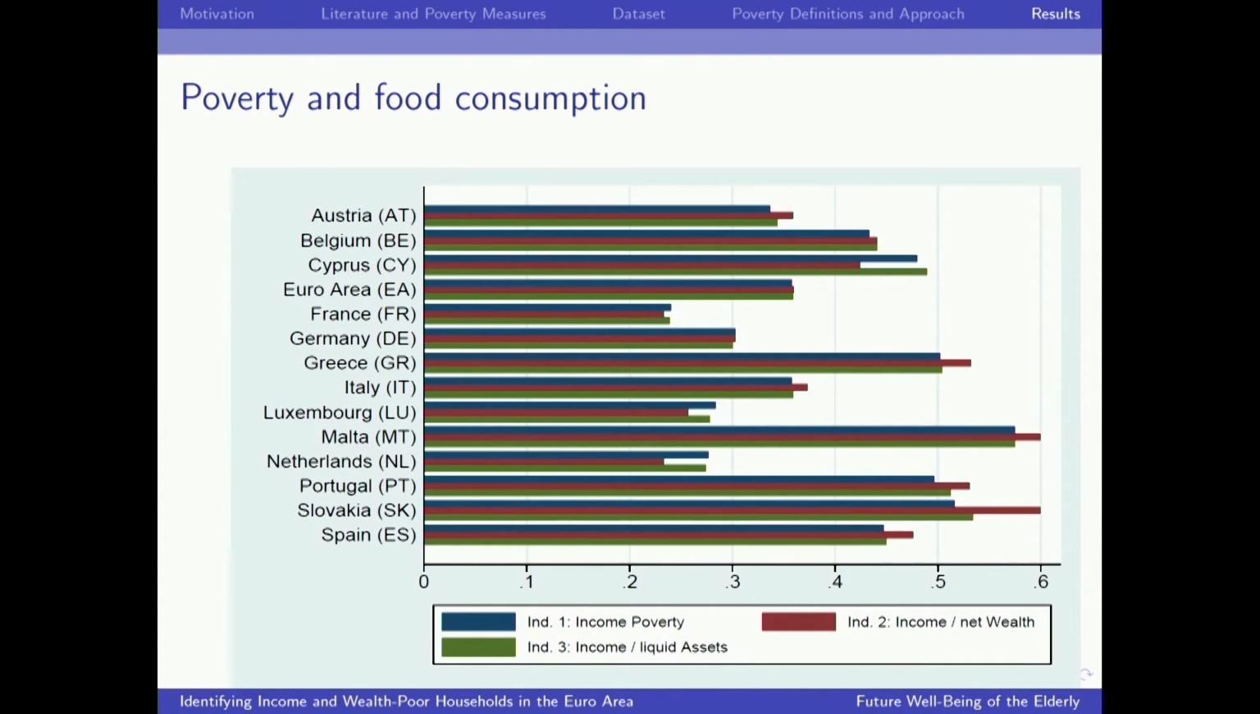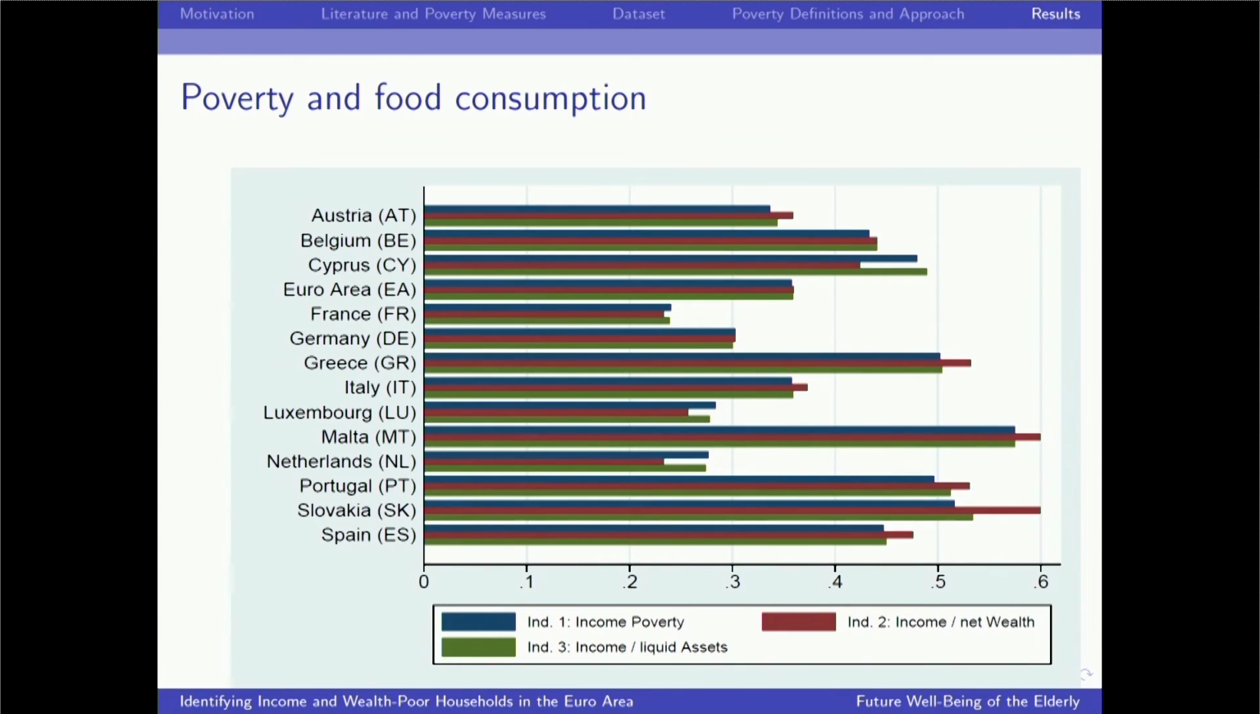At the beginning we assumed that consumption levels should differ depending on whether we include wealth or not. As one minor drawback, only food consumption is available in the Household Finance and Consumption Survey, no other consumption. So we investigate how food consumption differs when we change between different poverty indicators. And that reads as follows. For example, when we look at Austria, the blue bar, that means that those households that are classified as income poor spend about maybe 34% of their income on food, and those households that are classified as income and net wealth poor spend about 35 or 36% of their income on food.